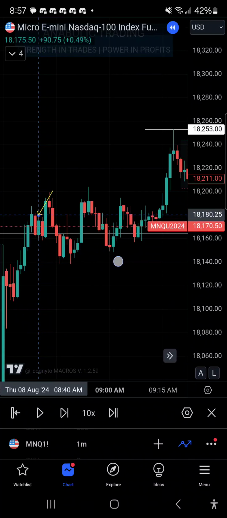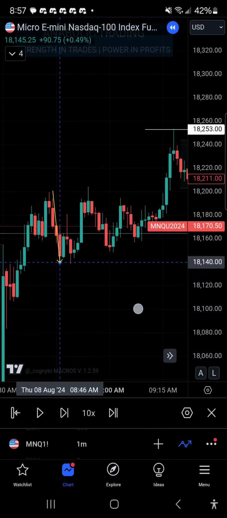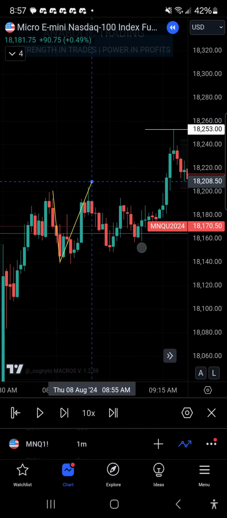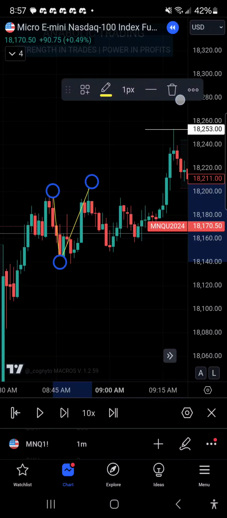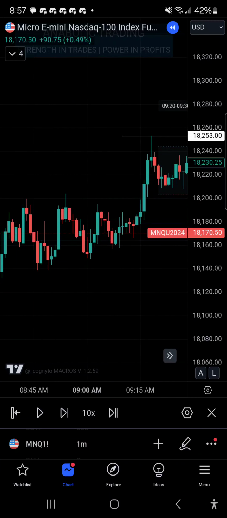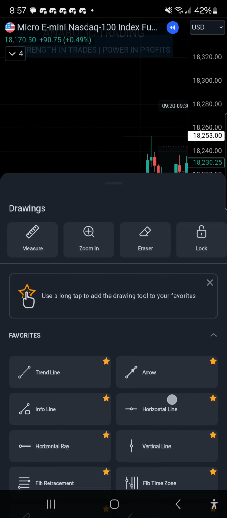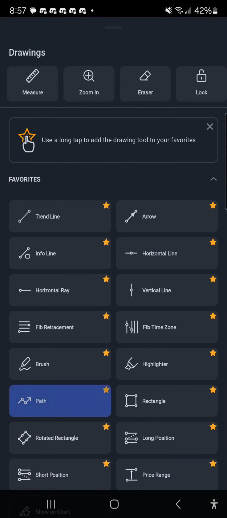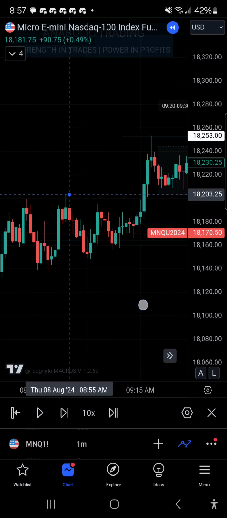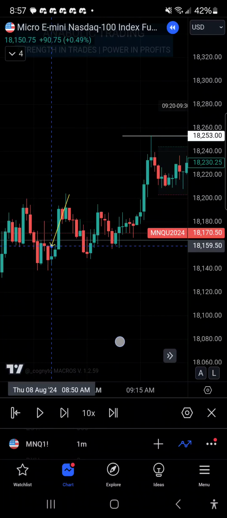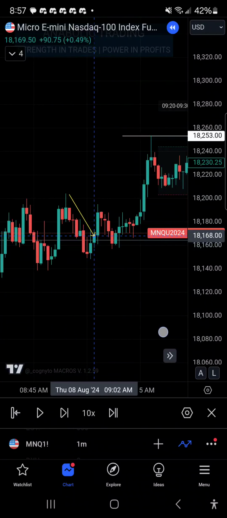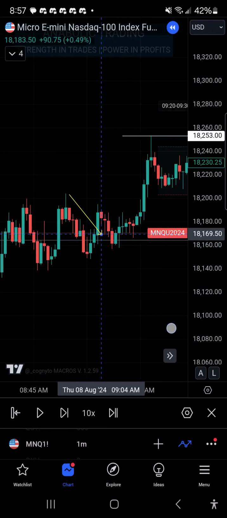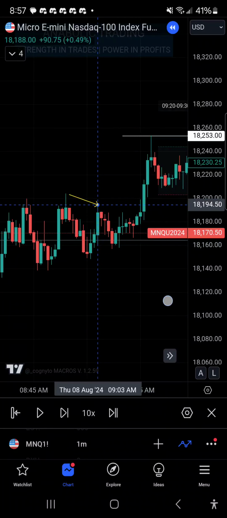Came through this gap that's right here. Came down. Came right back up. So would have got stopped out there. And also happened here as well. So here, price came down, broke past this gap here, came back up, formed a lower high.